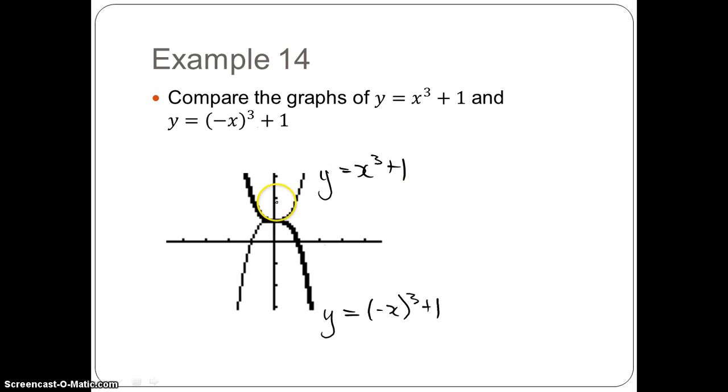What's happened? Well, they're not reflected about the x-axis, because you can see this point doesn't reflect to anything down here, but they are reflected instead this time about the y-axis, that every point has its opposite on the opposite side of the y-axis. So we say that the graph of negative x cubed plus 1 is obtained by reflecting the graph of y is equal to x cubed plus 1 in the y-axis.